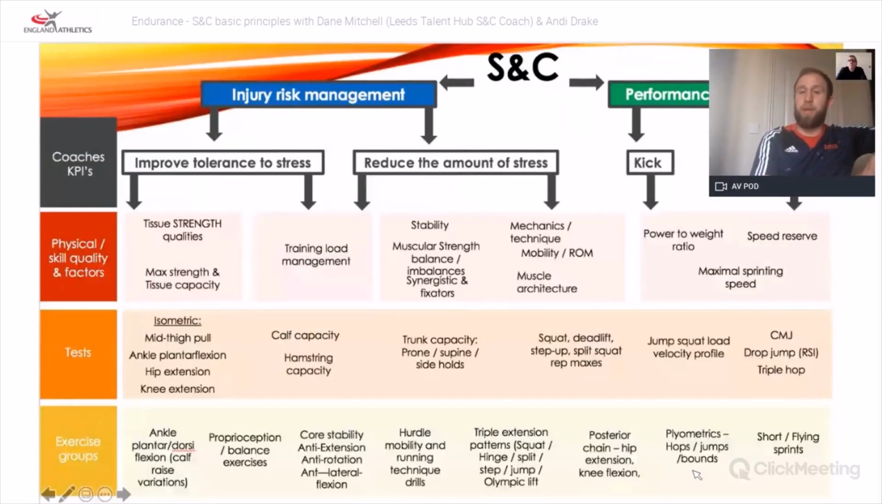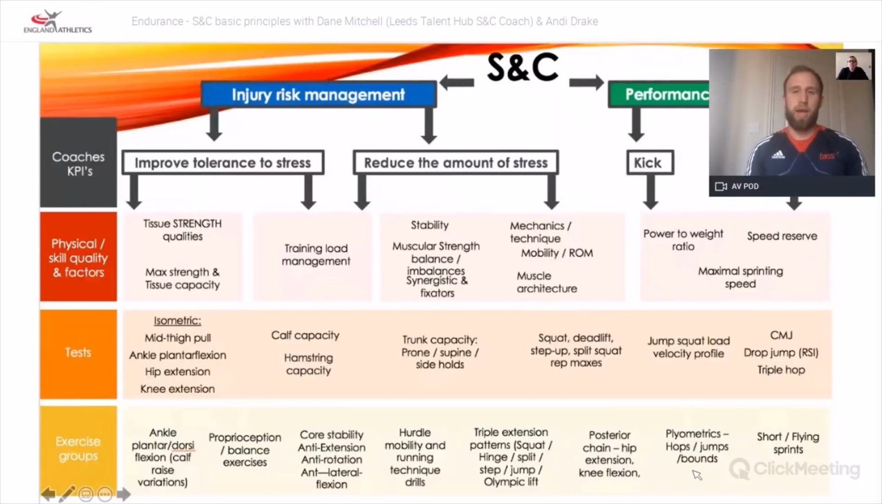Okay, so economy is basically the oxygen cost of a submaximal running speed. So through some strength and conditioning practices, strength training, power training, plyometrics, it's been shown in quite a lot of research now, we can reduce the oxygen cost at a certain speed. Basically, we get better springs, we can travel at a quicker speed, but using less or the same oxygen.